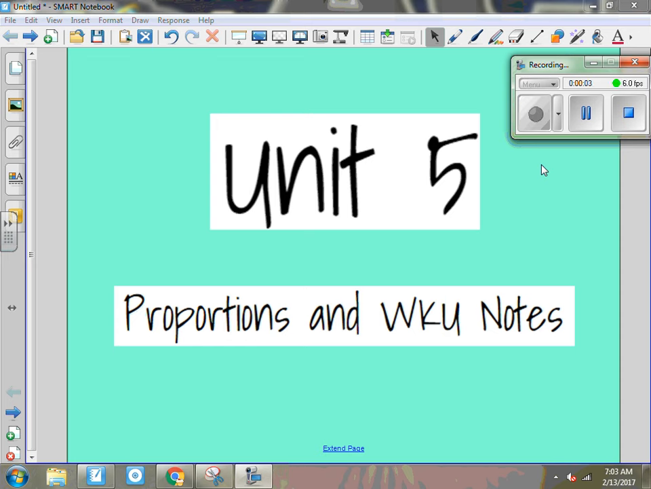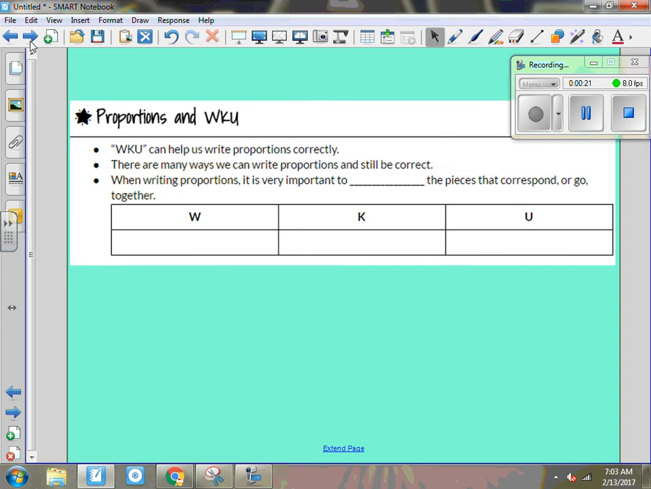Alright, today we're going to be starting work on our Unit 5 proportions unit. Today we're specifically going to be talking about making proportions and using WKU. So in our notes, this is going to be on page 6, so make sure that you are turned to the right page. And we're going to get started.